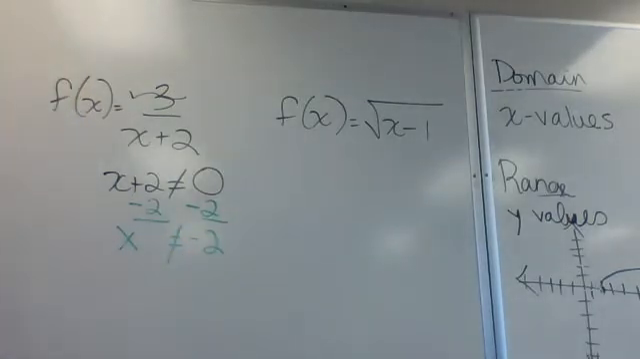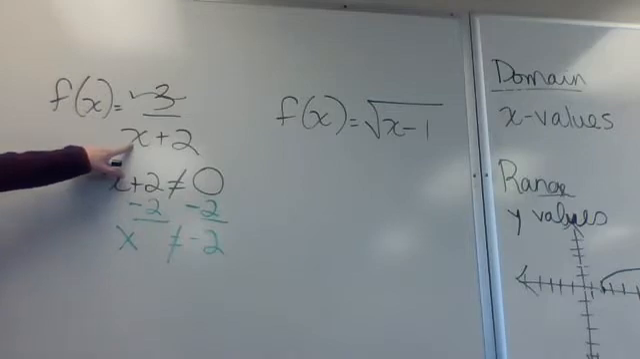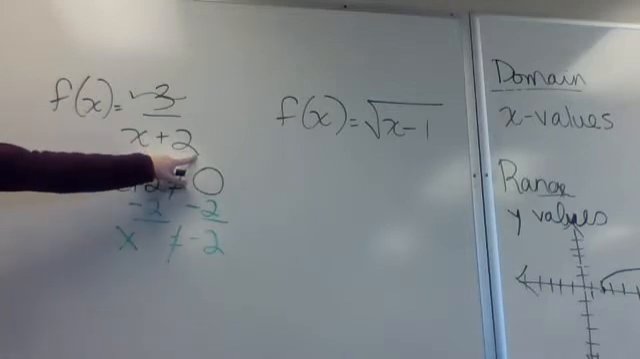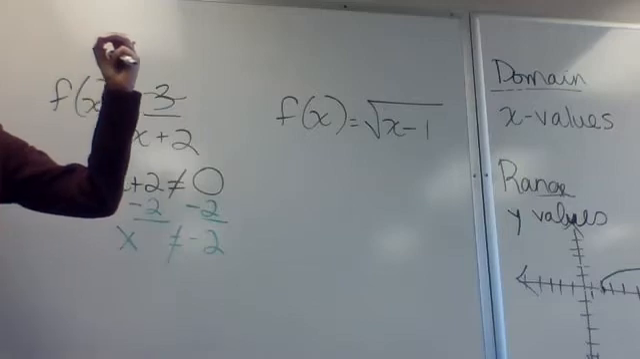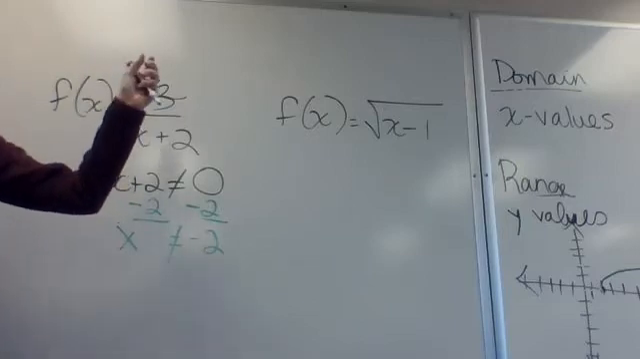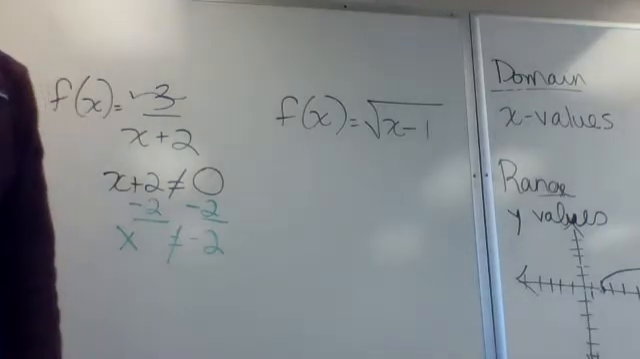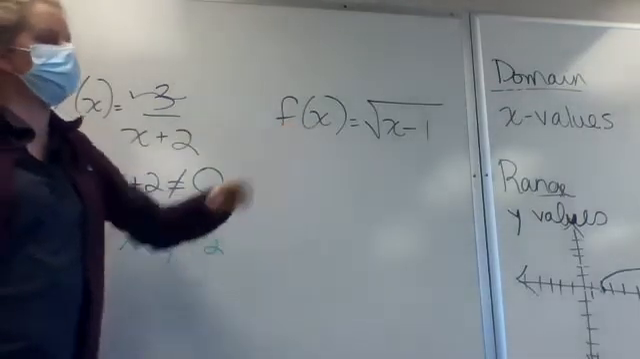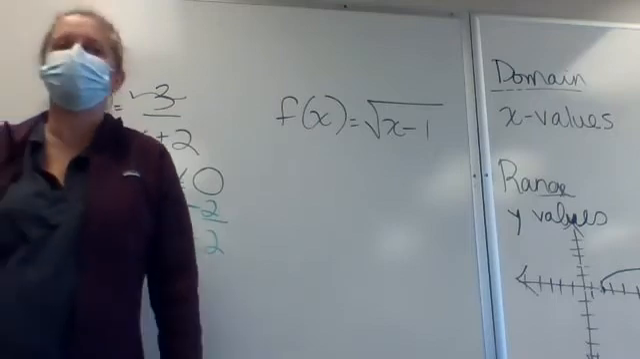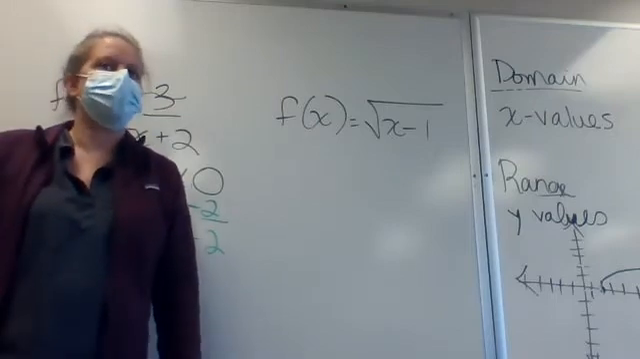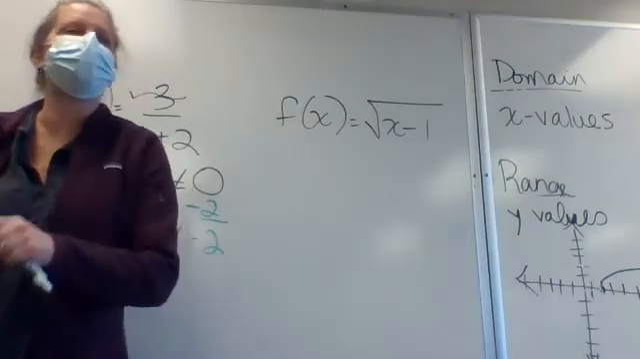So x wouldn't be able to be -2, because if you put -2 right here and add 2 to it, what are you going to get? You're going to get 0. So that's one restriction. Your denominator of a fraction can't equal 0. And what kind of numbers do you not want to see under a square root? Negative numbers, any number below 0.